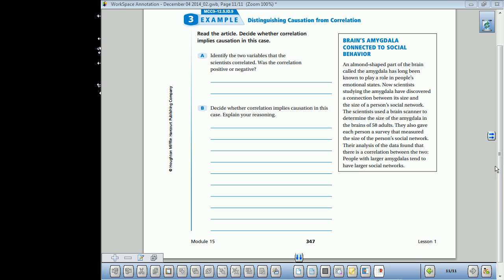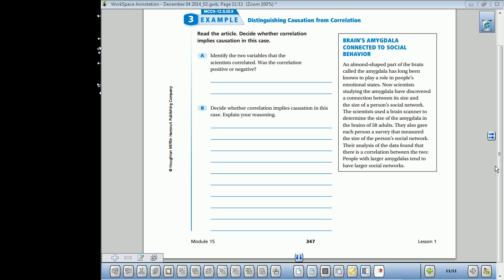Okay, guys, it sounds like you've read it. So what are our two variables that we're looking at here? Social network and brain size. Now when this is talking about social network, it might be groups of real friends, not your imaginary friends on technology devices, okay? Not how many Twitter followers you have, but real human interaction.